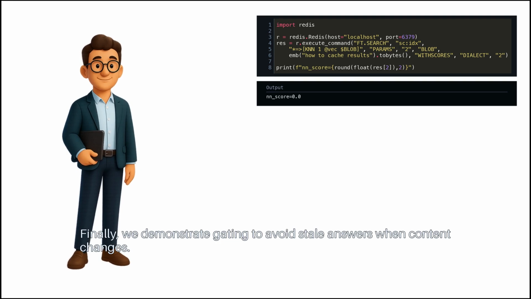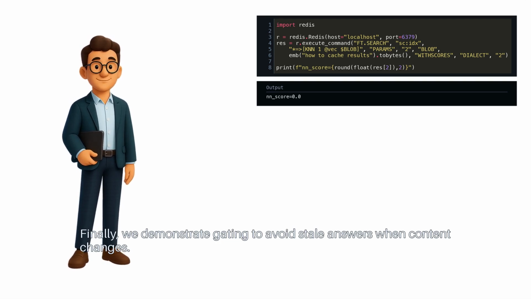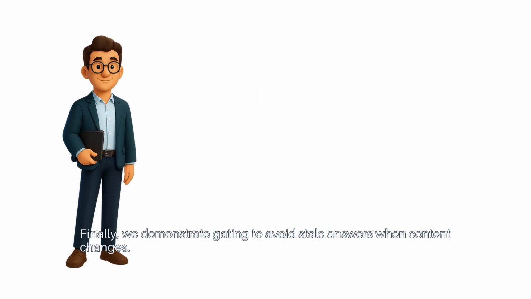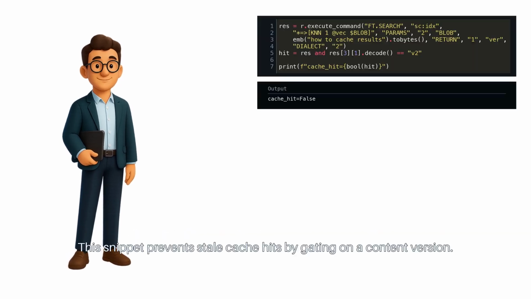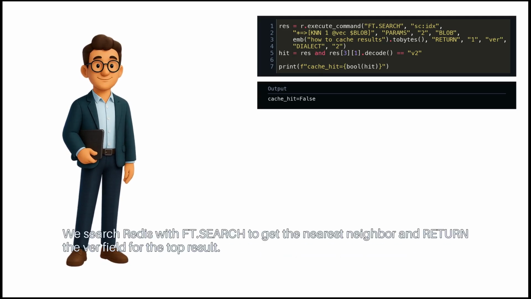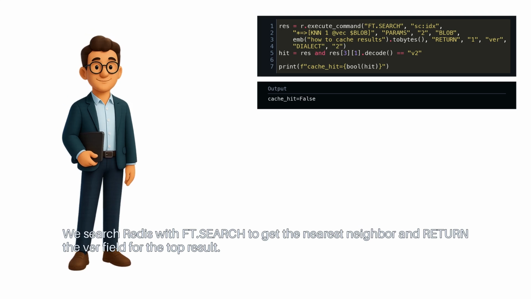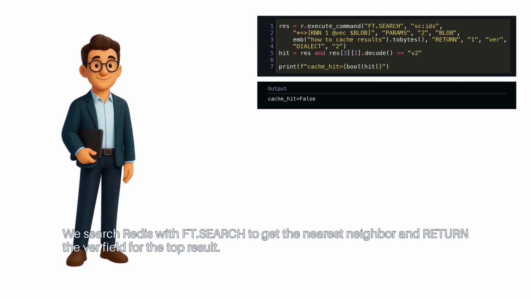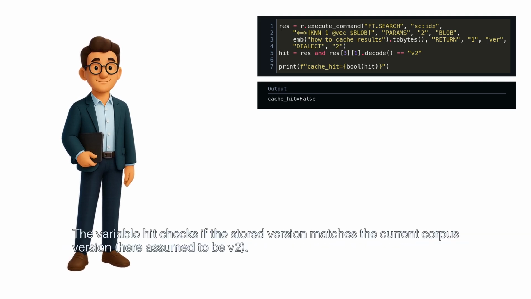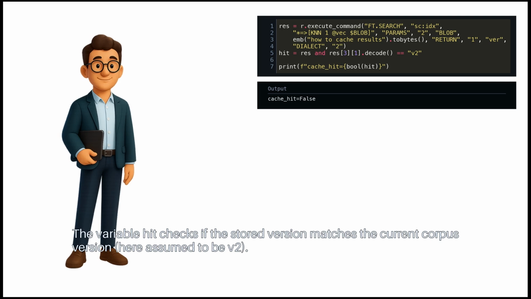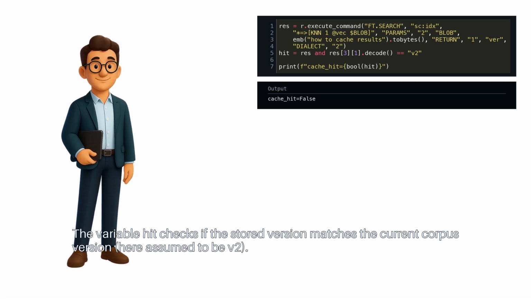Finally, we demonstrate gating to avoid stale answers when content changes. This snippet prevents stale cache hits by gating on a content version. We search Redis with FT.SEARCH to get the nearest neighbor and return the ver field for the top result. The variable hit checks if the stored version matches the current corpus version, here assumed to be v2.